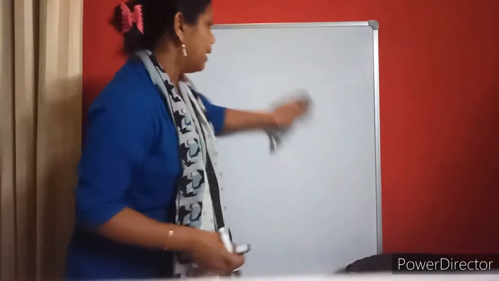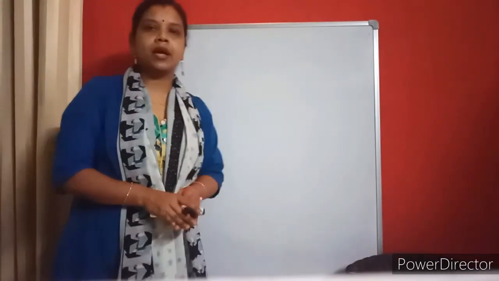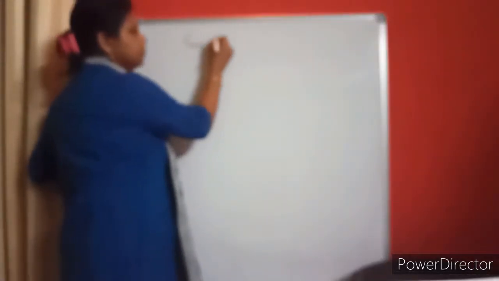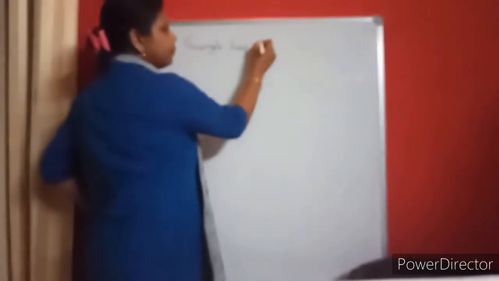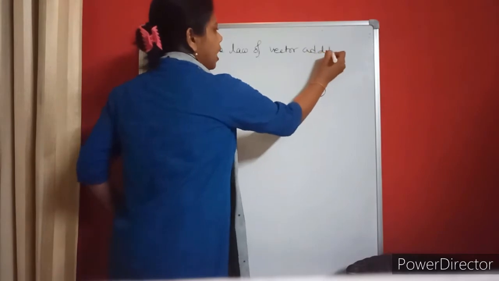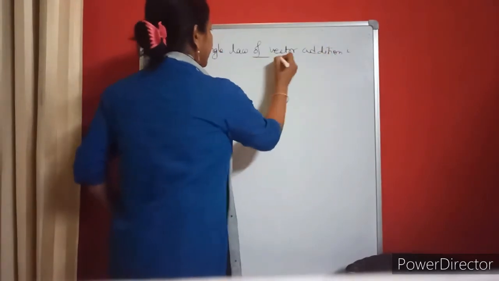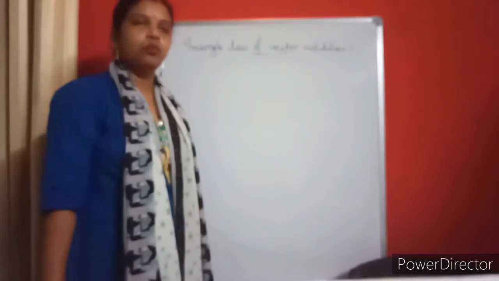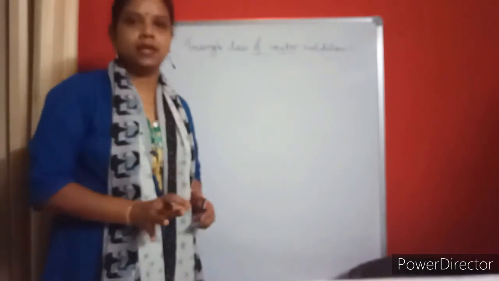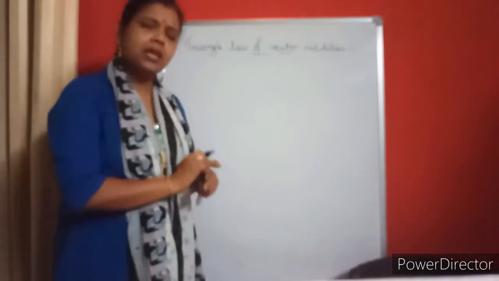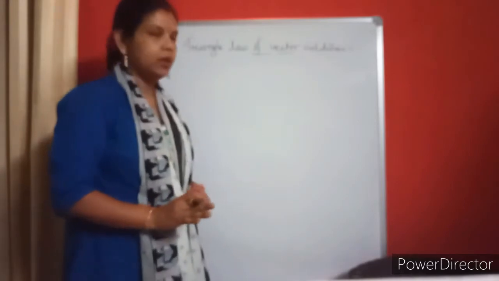So let's move to the next part. In the case of addition of vectors, there is another method, which is known as the triangle law of vector addition. I would like to tell you that, no doubt, this is important, but we are not going to study this in detail. Why? Because its application is exactly similar to the parallelogram law.